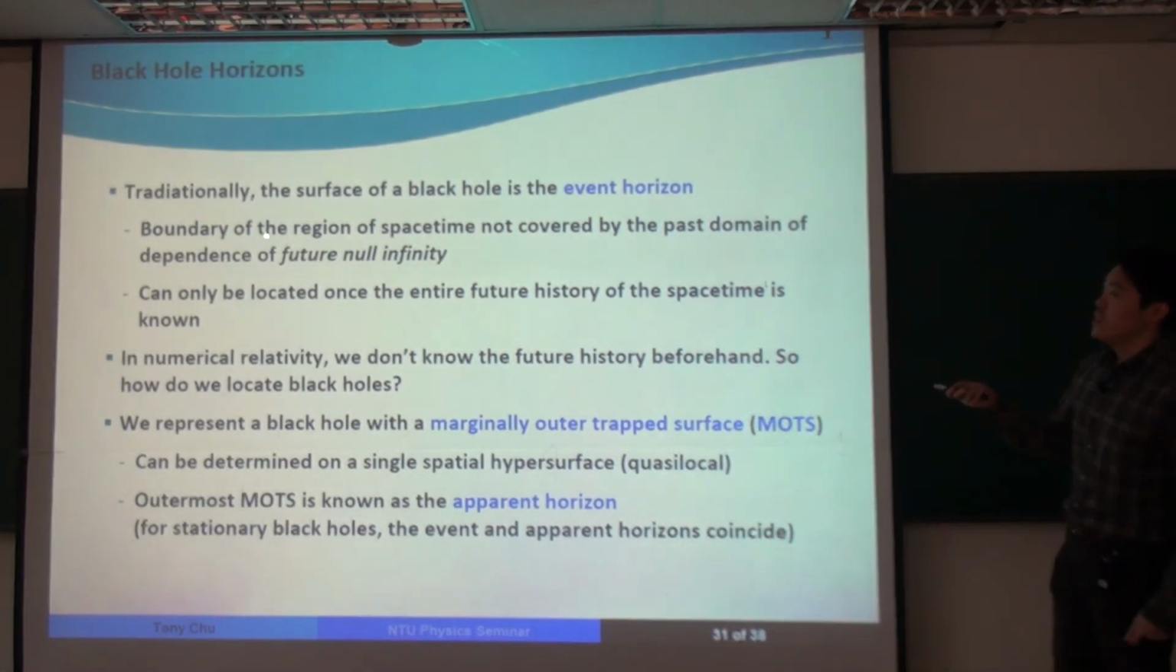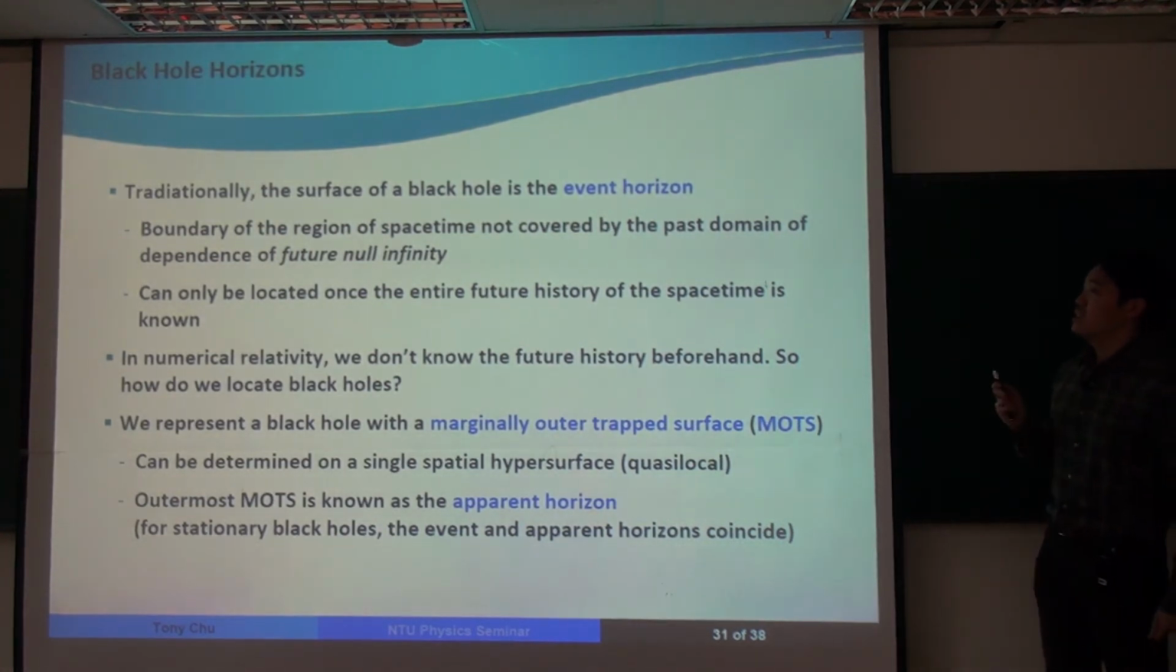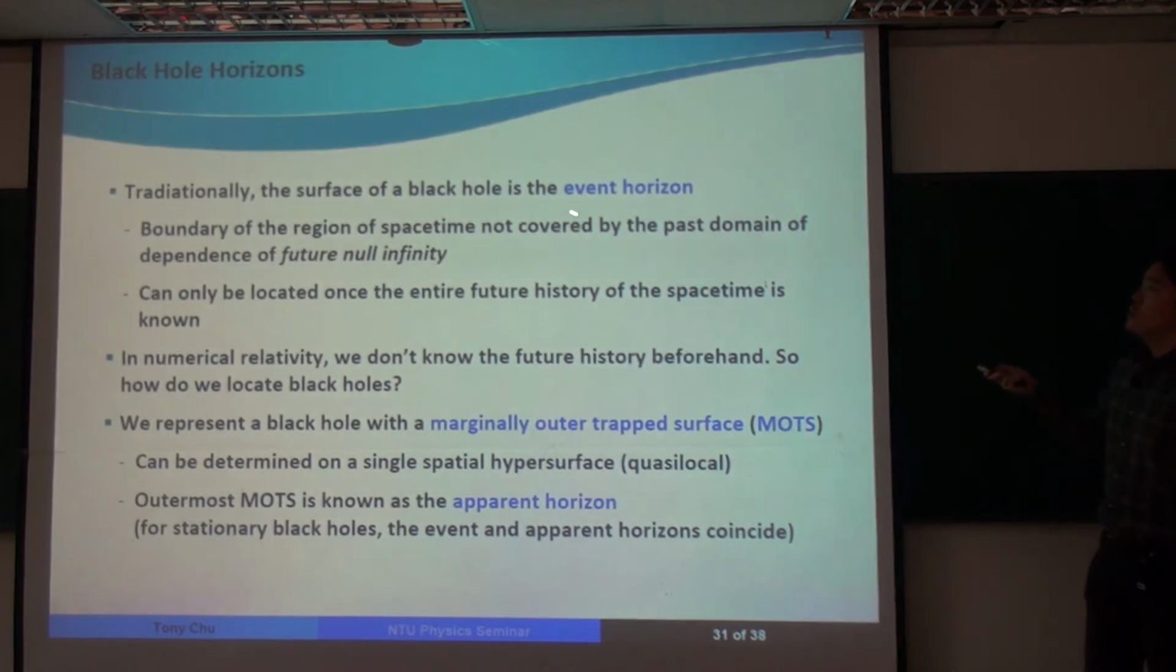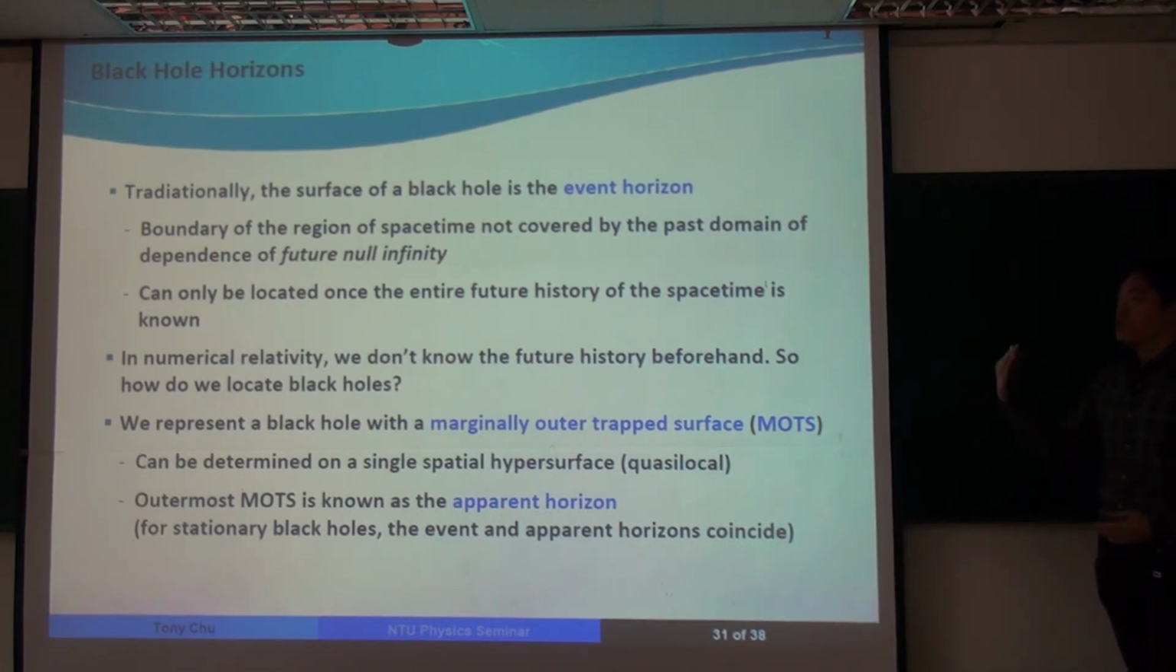Traditionally, the surface of the black hole is defined to be the event horizon. You know this surface as the region of the spacetime that light cannot escape from. It is the boundary of the region of spacetime not covered by the past domain of dependence of future null infinity. Future null infinity is where future-pointing light rays end up. And because of this property, you can only locate the event horizon once you know the entire future history of your spacetime.